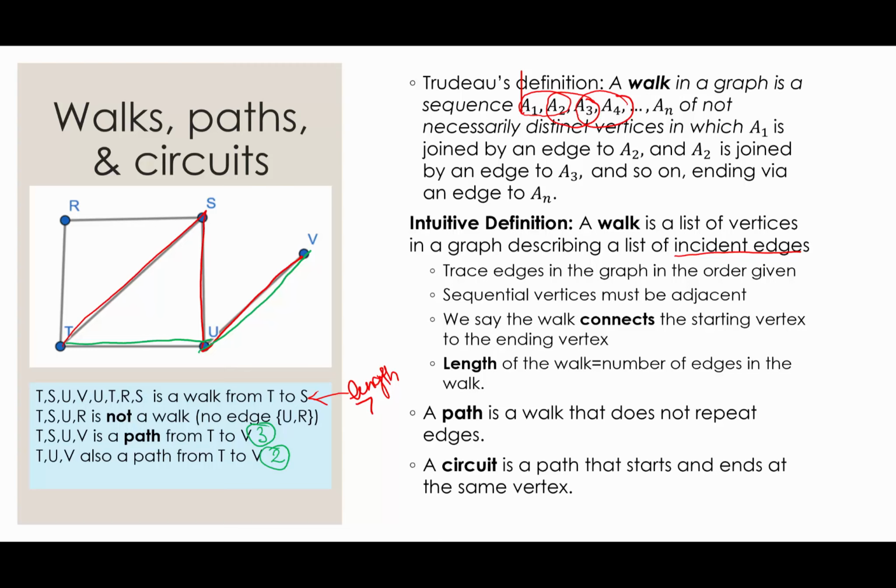Finally, we can have the notion of a circuit. Now, a circuit is a path that starts and ends at the same vertex. So let's look at some examples of that. The first one I have here goes around this triangle, TSUT. That's a circuit starting and ending at T. Another example would be the circuit that goes around the square, RSUT back to R. Both of those are circuits.